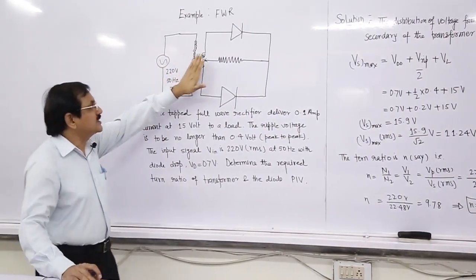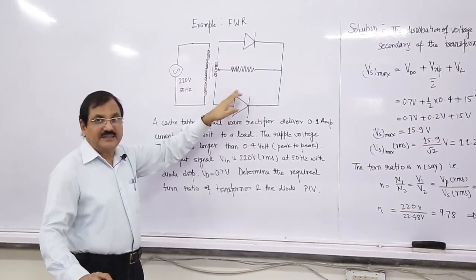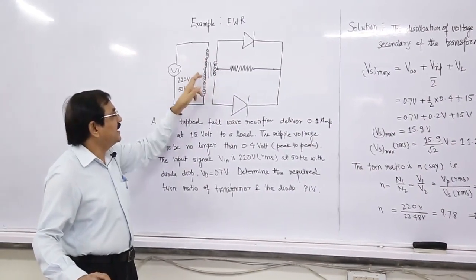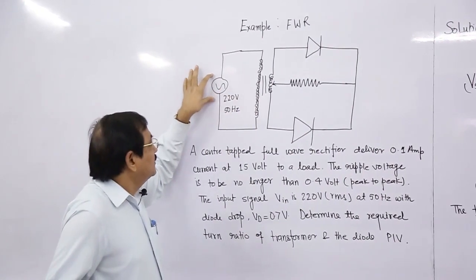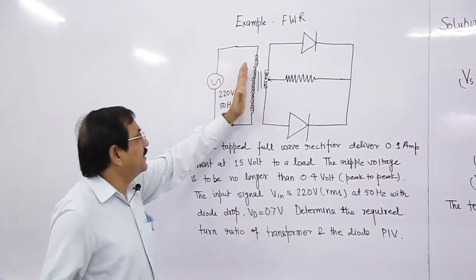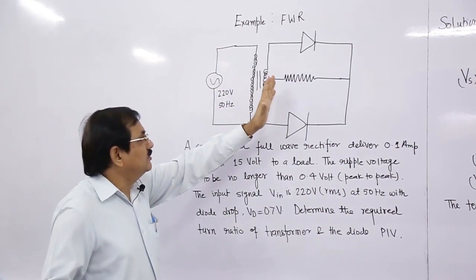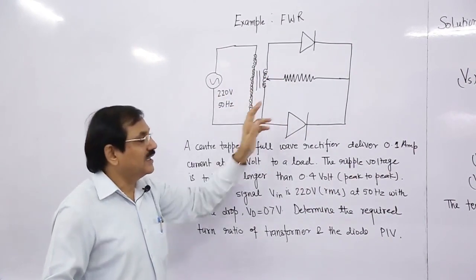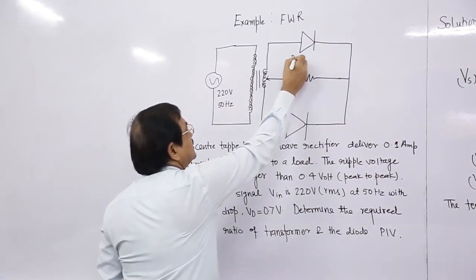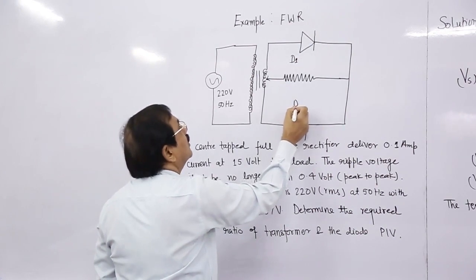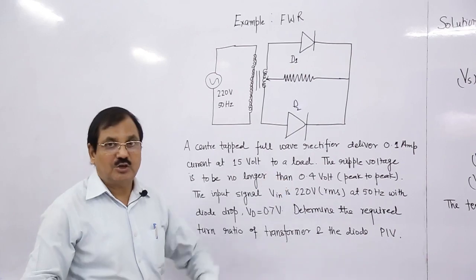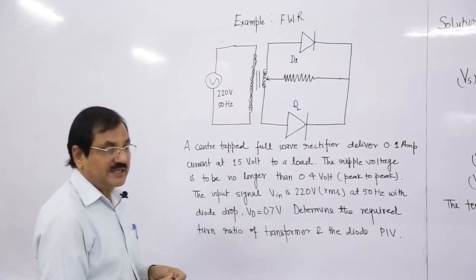This is the example, that is, a full wave rectifier. There are two diodes D1 and D2 connected to the secondary of the coil, and here is the primary connected to the 220 volt. This 220 volt primary is being stepped down to the secondary, and there are two diodes D1 and D2. These two diodes convert the input AC cycle into the output DC voltage.